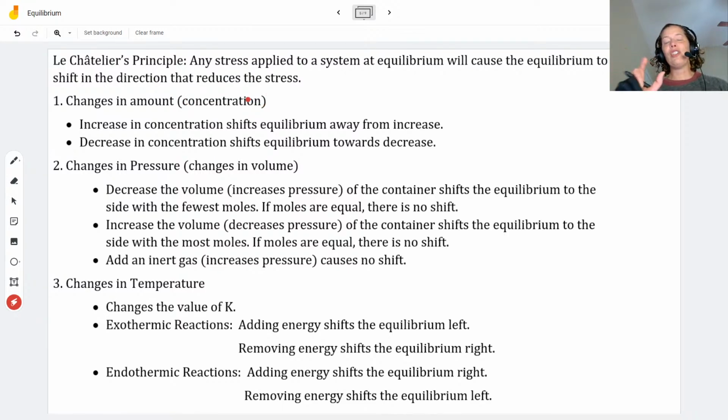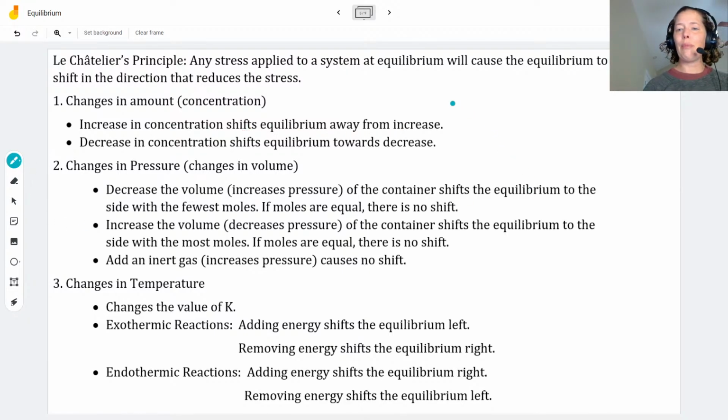It can be a change in amount, that's a change in pressure, or it can be a change in amount that is like precipitating out a solid. So this is just a change in amount. If you increase the concentration, it's going to shift the equilibrium away from the increase.